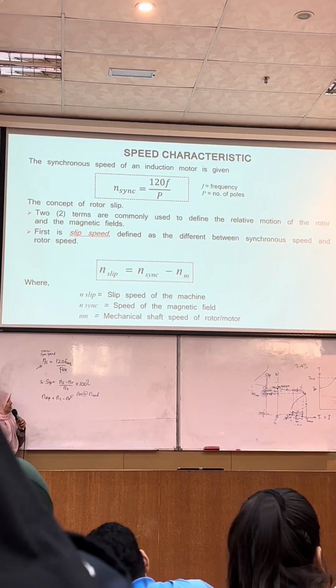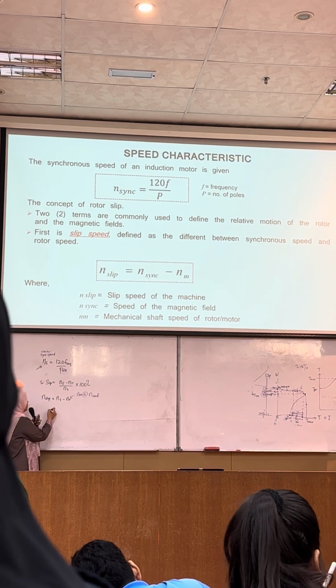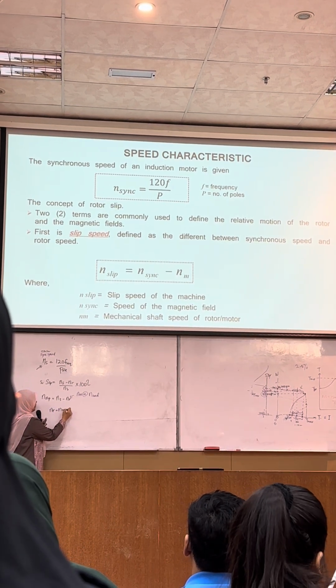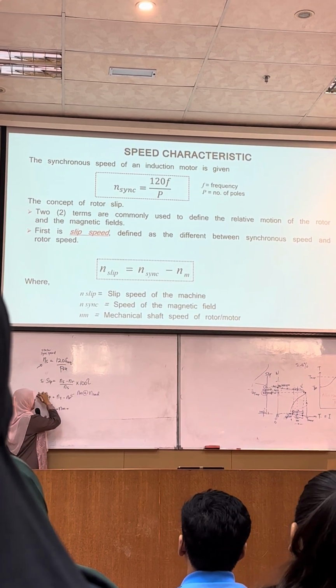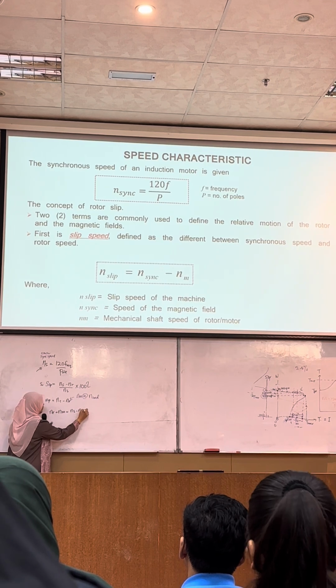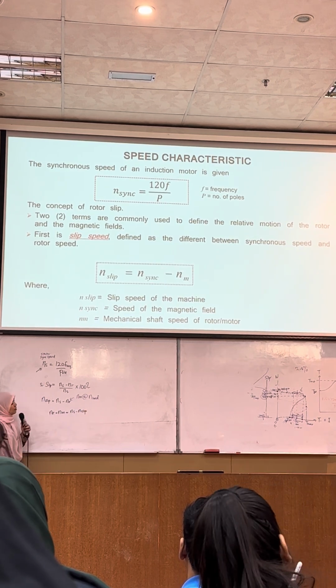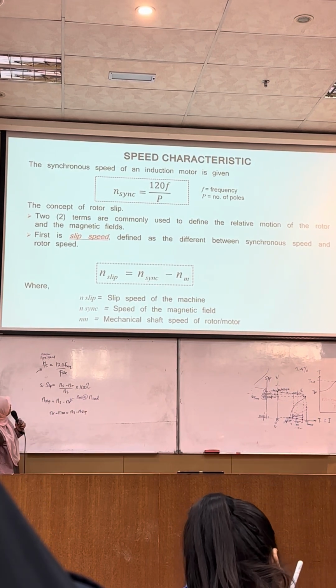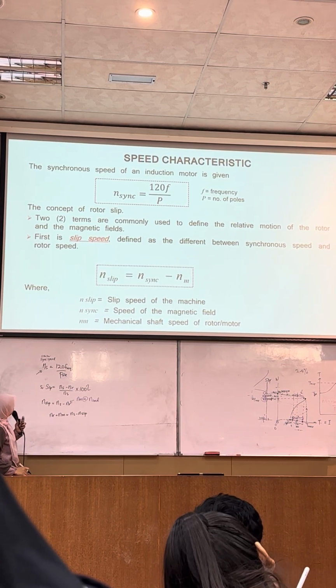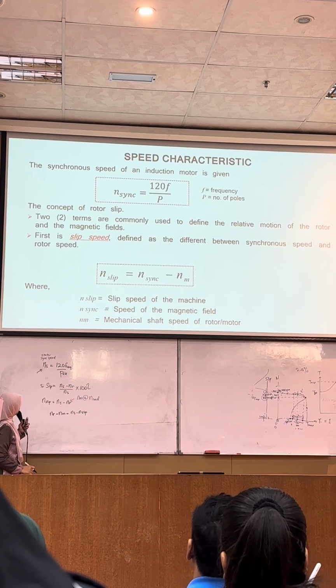Okay. So, we need to find motor speed. So, what is motor speed? NR ataupun NM is NS minus N slip. Okay. N slip, yes. Satu lagi.